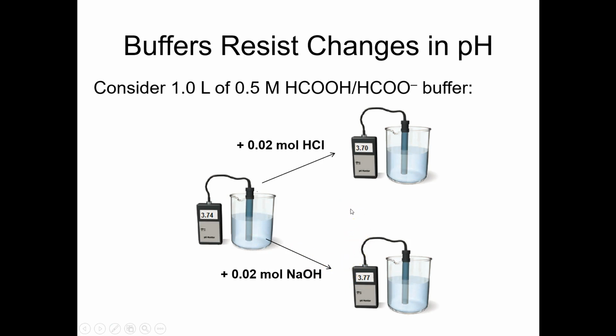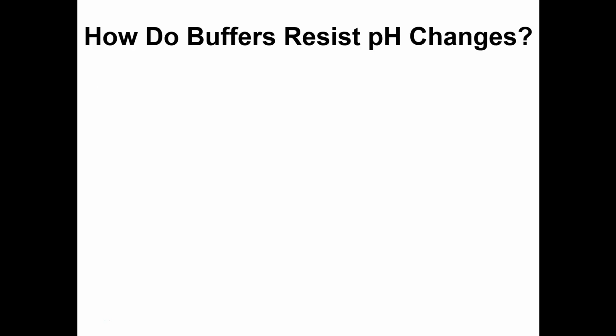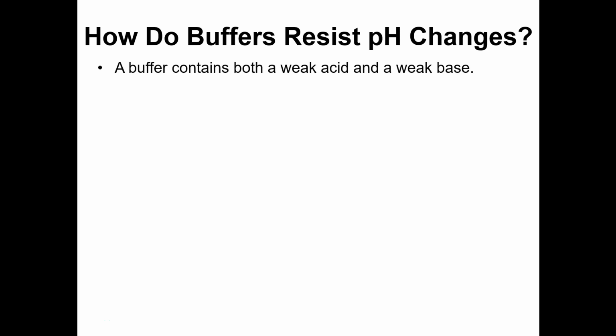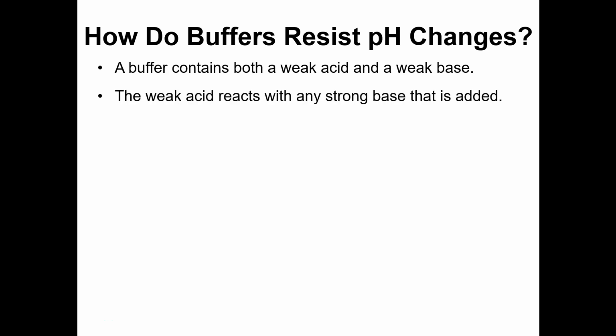So how do buffers do this? How do buffers have this magic ability to keep pHs from changing very much? Well, we saw a little bit of this when we were doing titration curves, but let's think about this in terms of chemistry. A buffer, as we have said, contains both a weak acid and a weak base. Therefore, if I add any strong base to that solution, it's simply going to react with the weak acid and essentially turn that strong base into water.